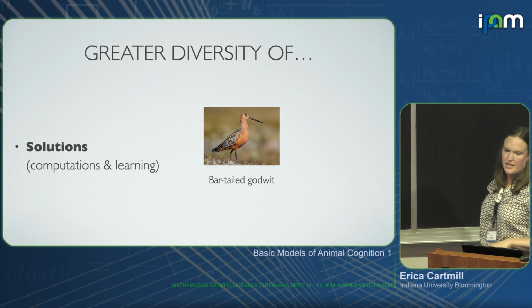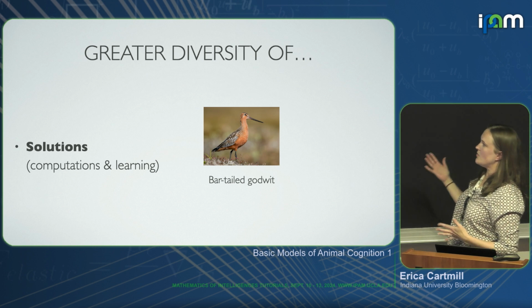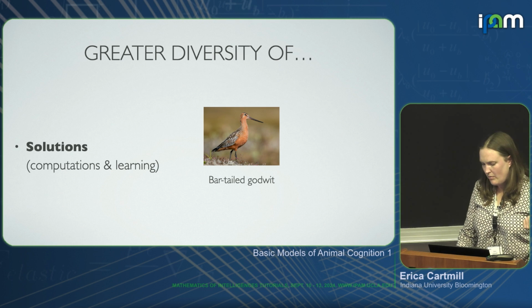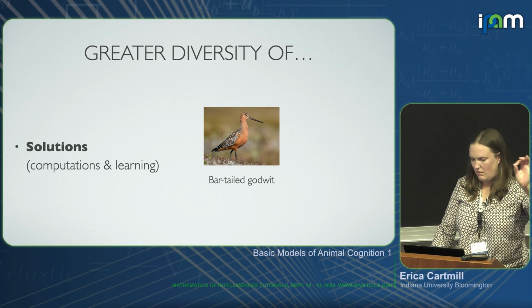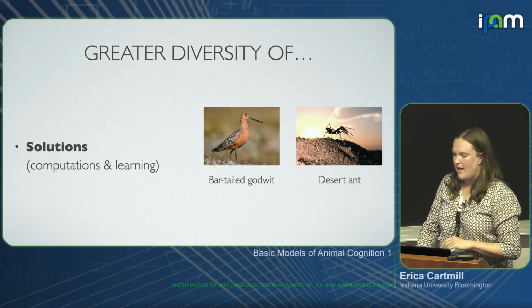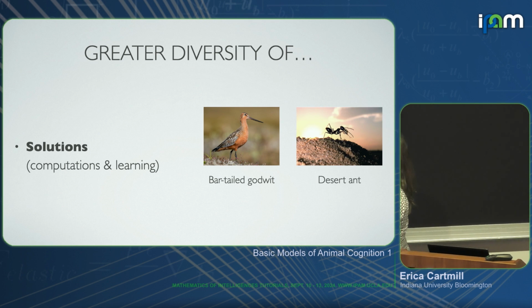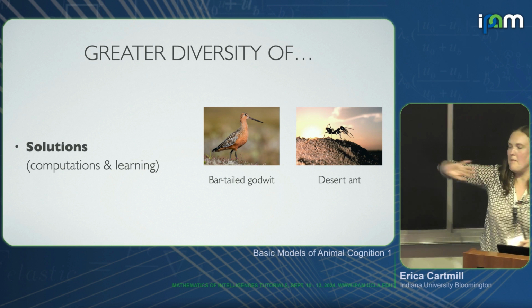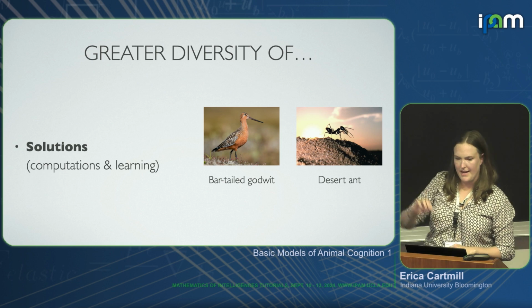So use something like the bar-tailed godwit, which navigates over huge distances using magnetic orientation. And then you have desert ants, which create local landmarks and use those to navigate. We're going to come back to these specific examples tomorrow when I talk about navigation.